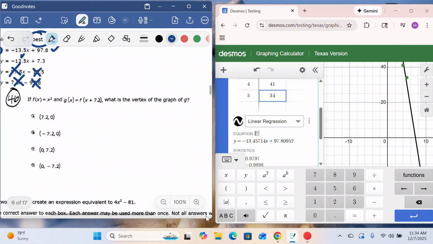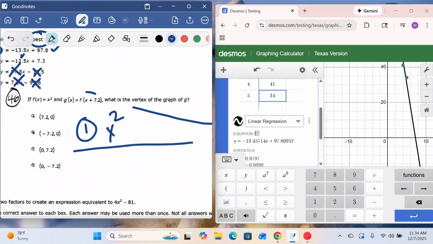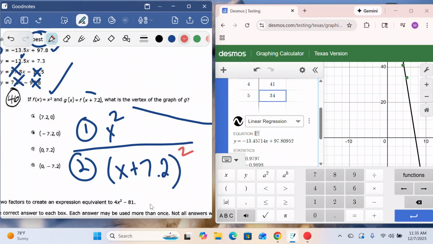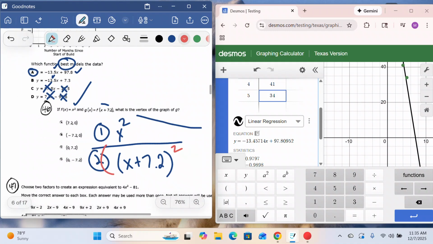If we look at 46, it gives you f of x is equal to x squared, and g of x is equal to, what are you doing to x? You're adding 7.2. What is the vertex of the new graph? That is what they're asking. Number 1 is x squared, your parent function. Number 2, what are they doing to the x? They're adding 7.2. But you have to remember that this is a square, so you put the square there. You input 1 and 2, and we're looking for the vertex of that one.